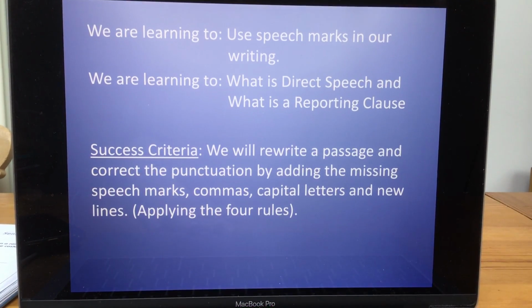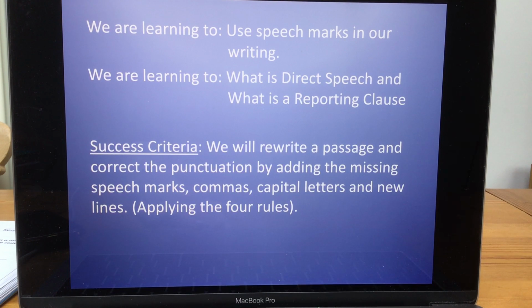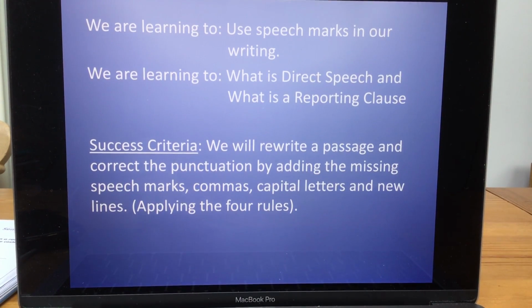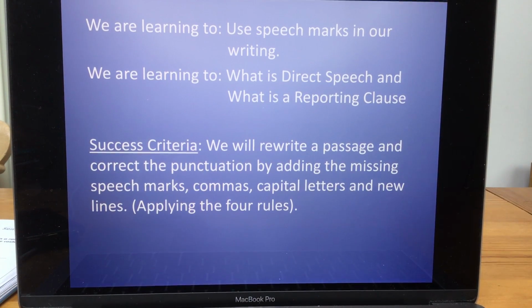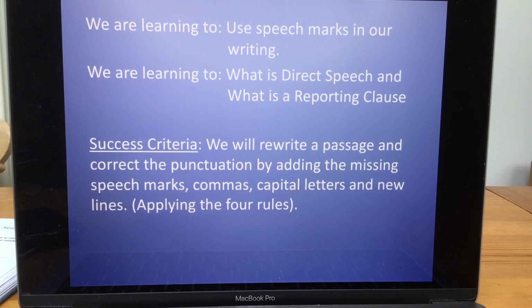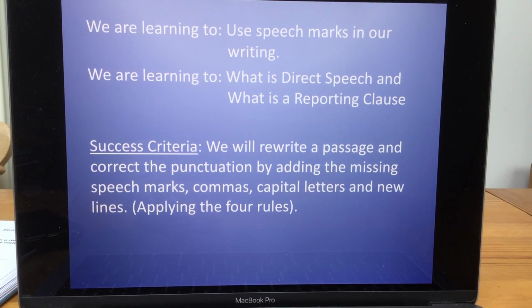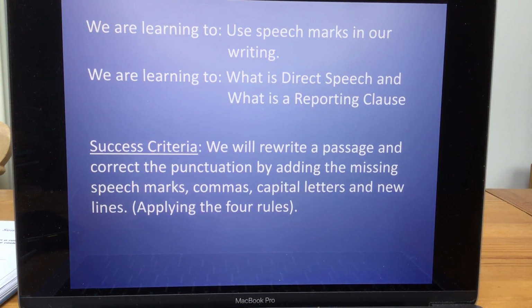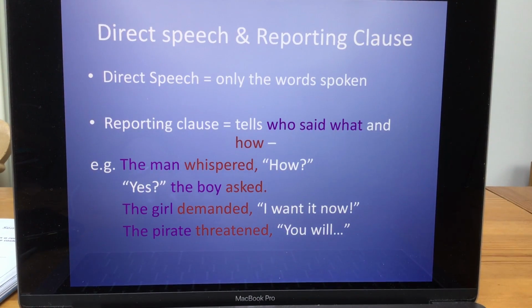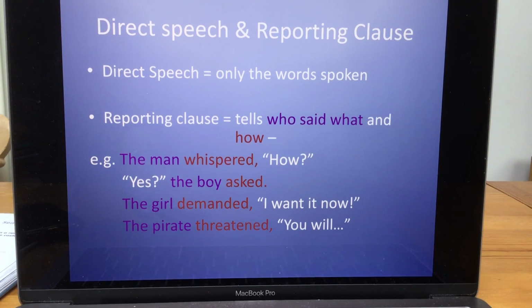So we're learning to use speech marks correctly in our writing, and we will know what is direct speech and what is a reporting clause. You will be looking at two passages, one to identify the different marks and one to correct it yourself to show your learning. So you have to write the second one out using all the correct spacing and marks that you need, okay? So, direct speech and reporting clause.